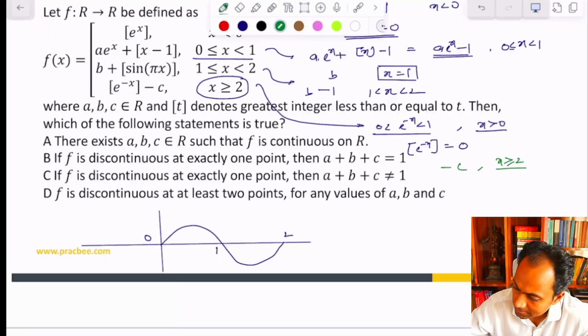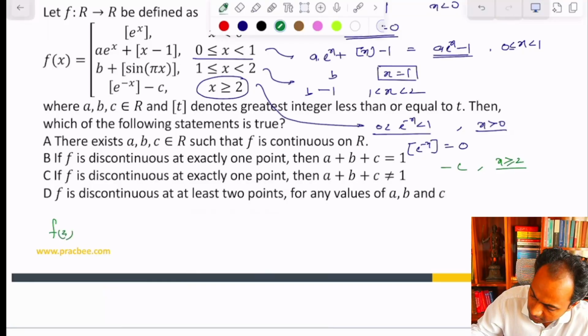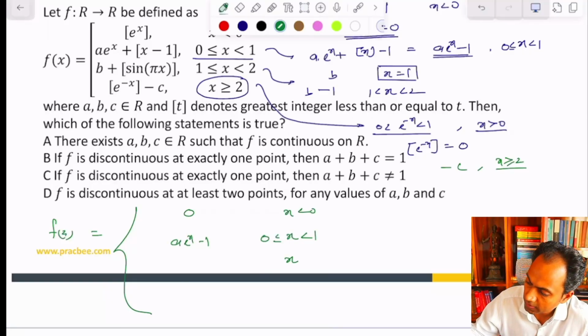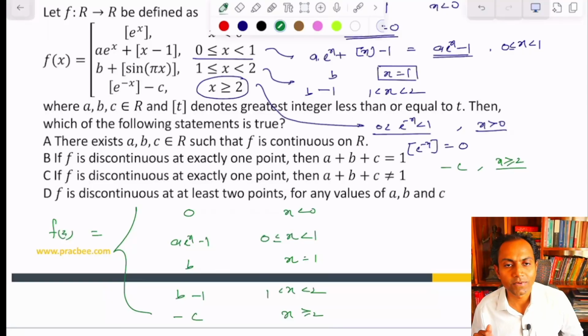If I rewrite this, let us see how it looks. So what I have as f(x) is, for values of x smaller than 0, it is 0. For values of x between 0 and 1, it comes out to be a into e raised to the power x minus 1. For x equal to 1, it becomes b, and for values of x between 1 and 2, it becomes b minus 1, and for values of x greater than or equal to 2, it becomes minus c. Now, after this, the question actually starts.